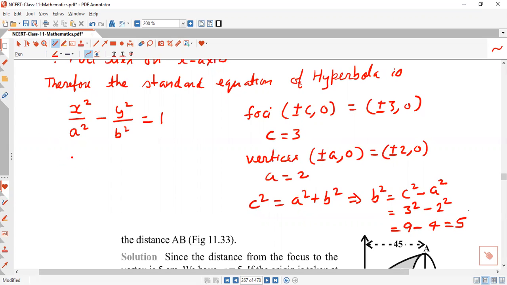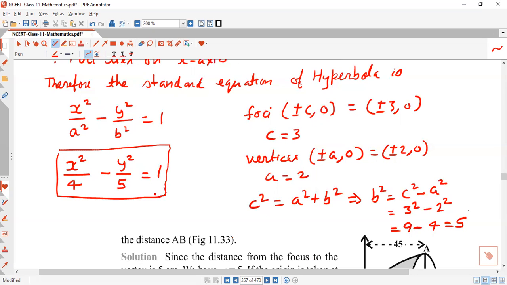So now put the value: x square upon a square, a is 2, so a square will be 4, minus y square upon b square, which we have already found out to be 5, equal to 1. This is the standard equation, the desired equation result.